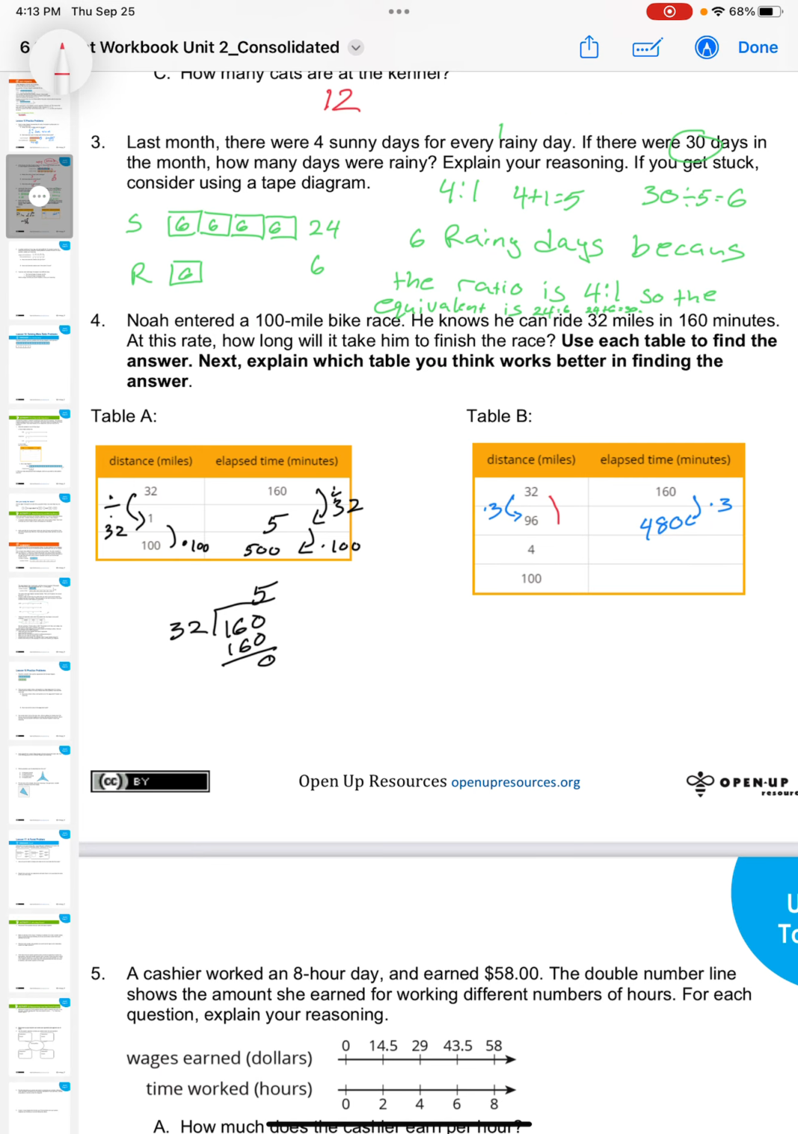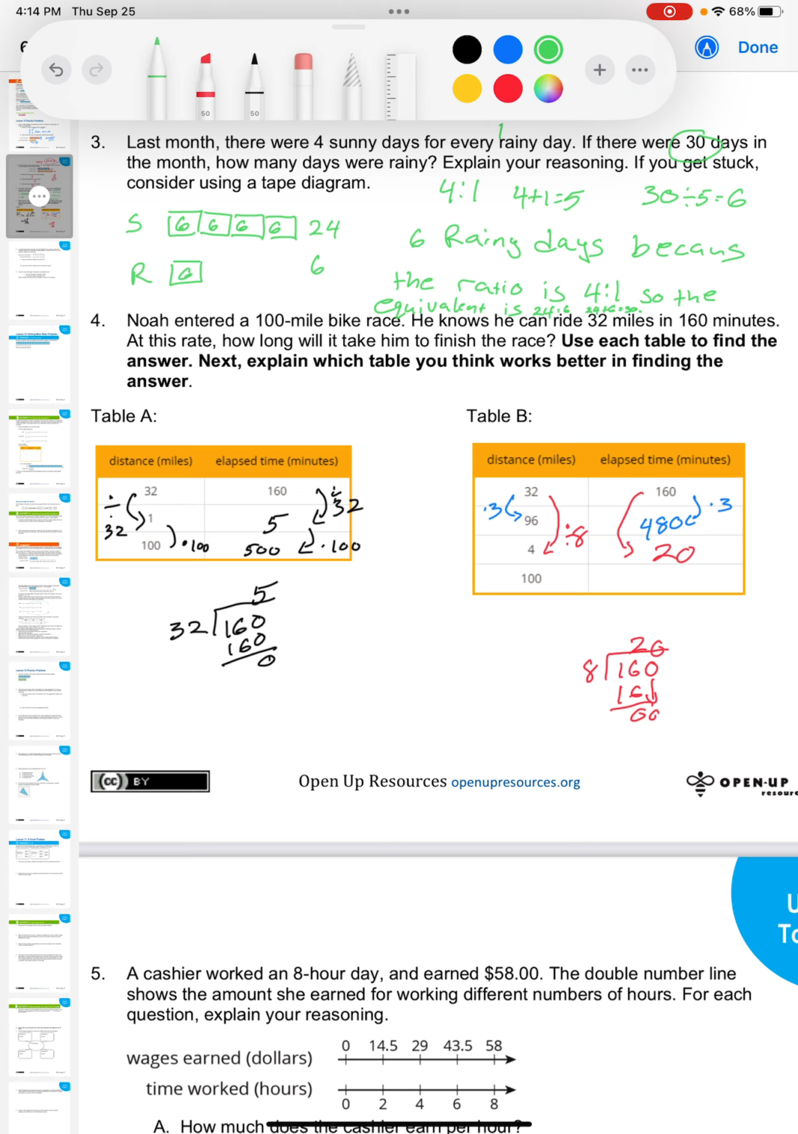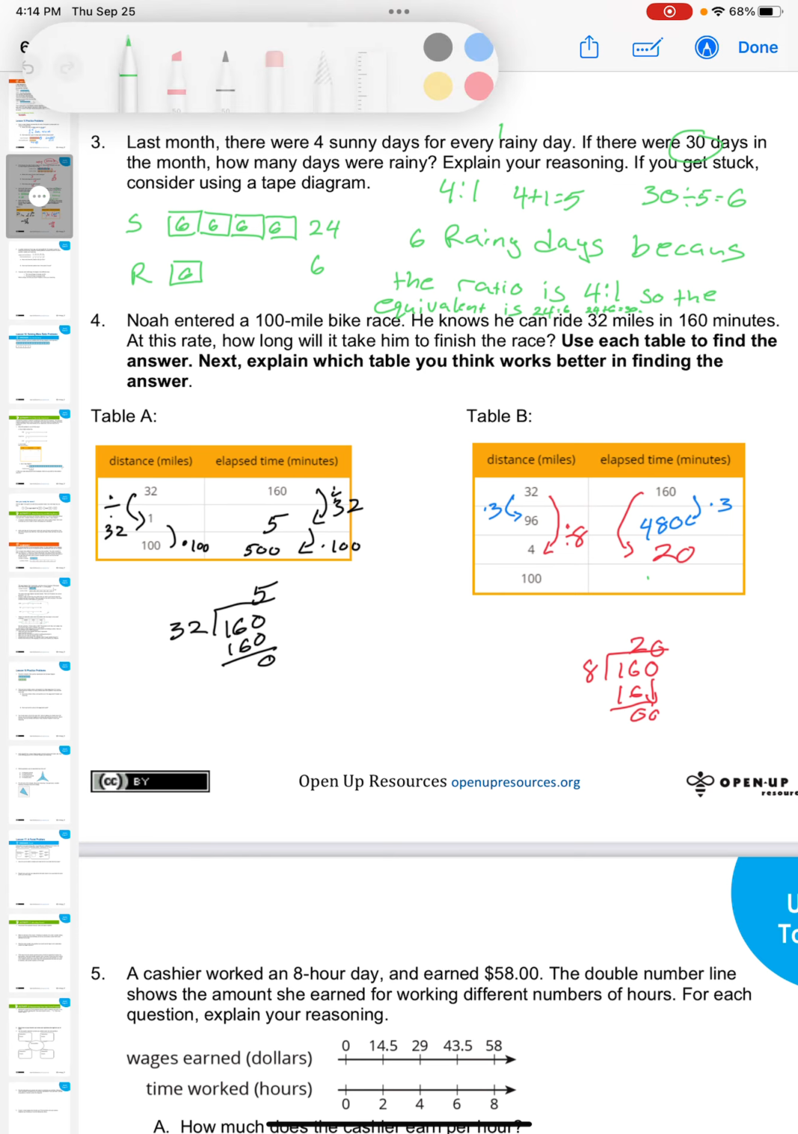To get from 32 to 4, we divide by 8. So we divide by 8. 160 divided by 8 is 20. 8 goes into 16 2 times. And it goes into 0 0 times. And then 96 plus 4 is 100, so 480 plus 20 is 500.